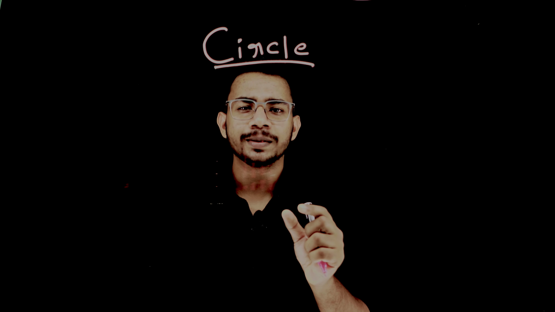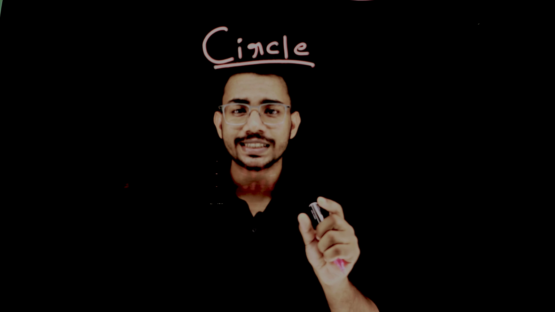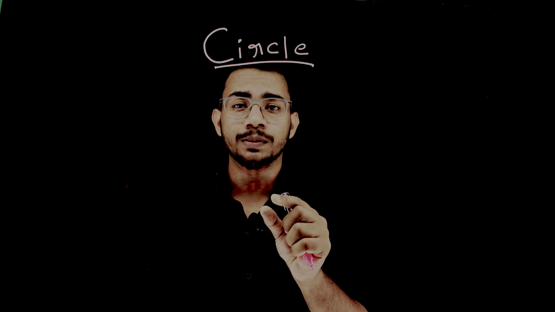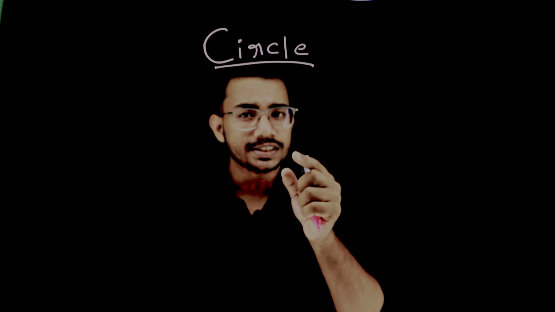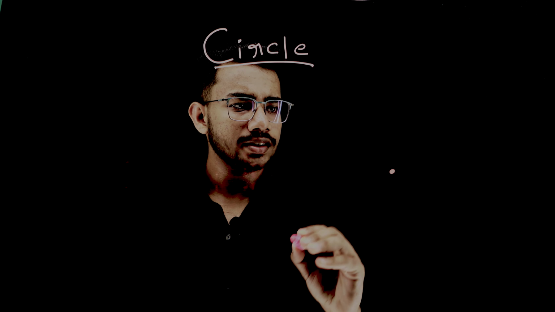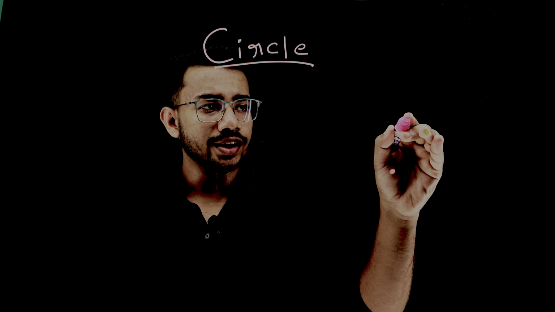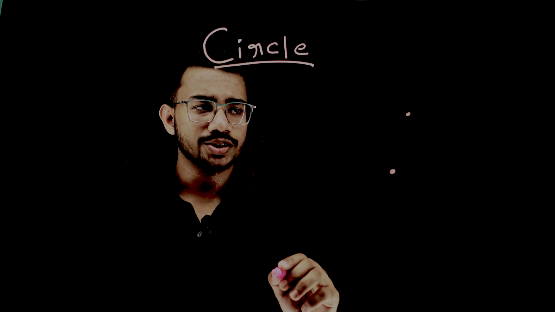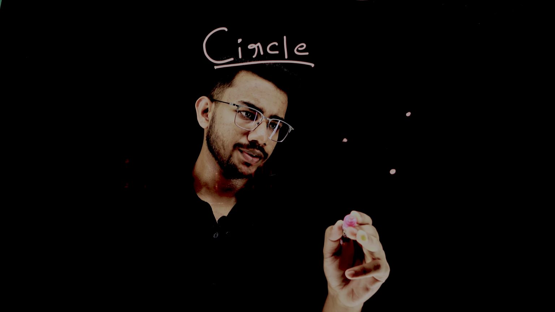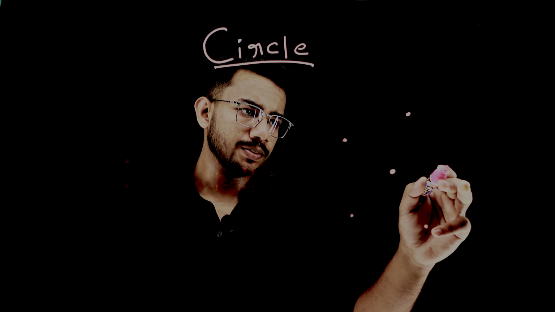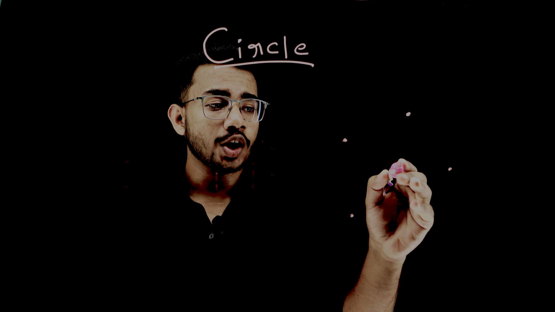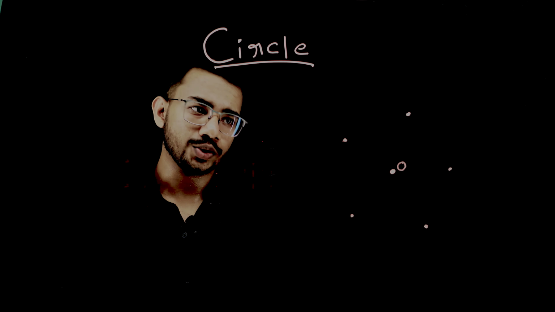A circle is nothing but a collection of points, or a set of points, that maintains a constant distance from another point, and that point is called the center. That means, let's consider a point here, and I'm having another point right here, and there is some distance between them. And I'm having another point here, another point here, another point here, and the speciality is that all these points maintain a constant distance from the point O.